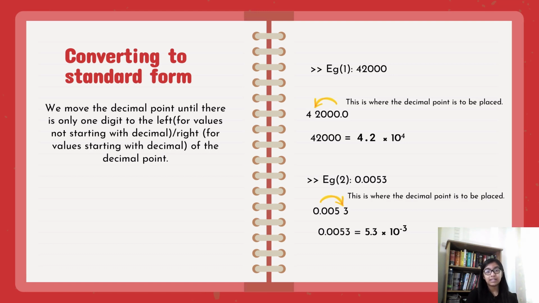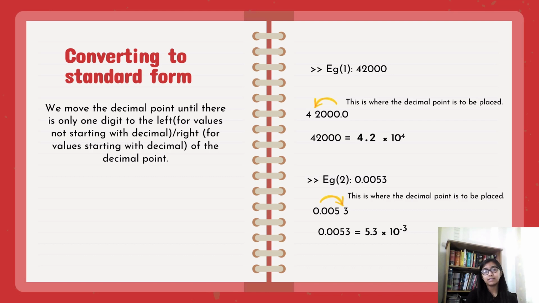And in our first example, since we are moving the decimal point to the left side, we are multiplying it with 10 to the power 4, which is the number of places we are skipping. And in our second example, since the decimal point is moving to the right side, we are multiplying it with 10 to the power minus 3, which is the number of places we are skipping.